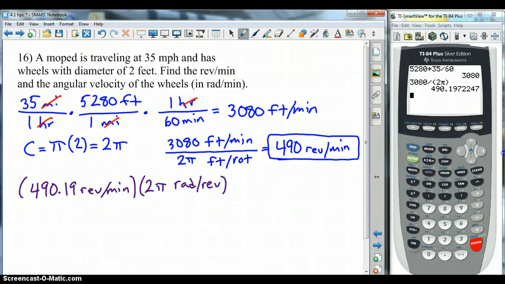If I do that multiplication, revolutions will be canceled out. We'll be left with radians per minute. Now, you really don't need to punch this into the calculator, because if you look at your screen now, you can see the way we've got 490 was by taking 3,080 and dividing by 2 pi. So if we were to multiply by 2 pi, we would be right back to where we started. So 3,080 radians per minute.